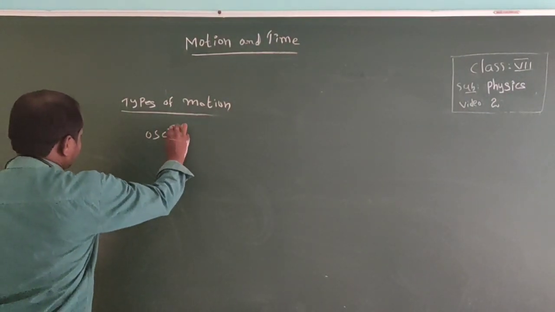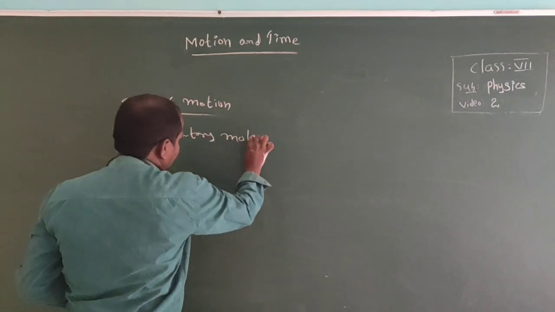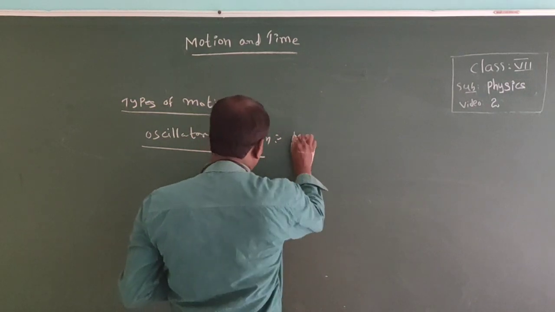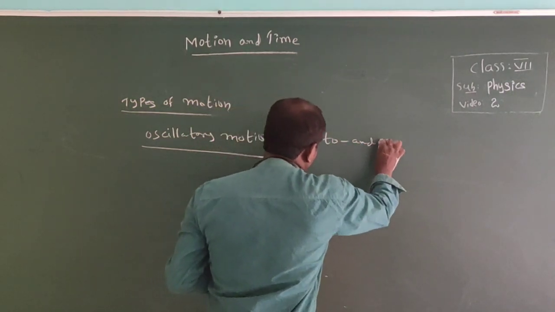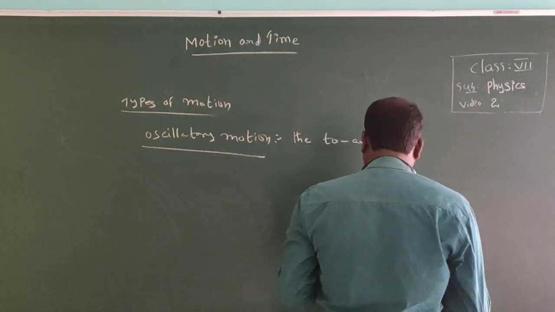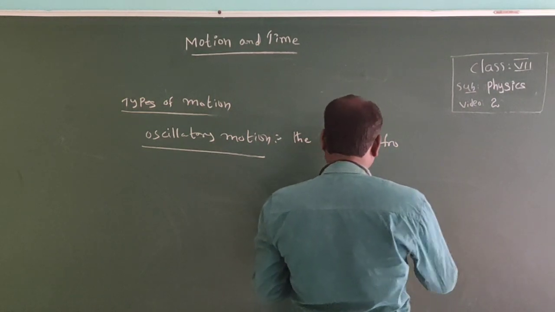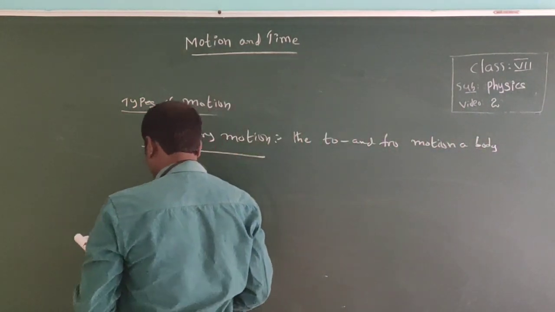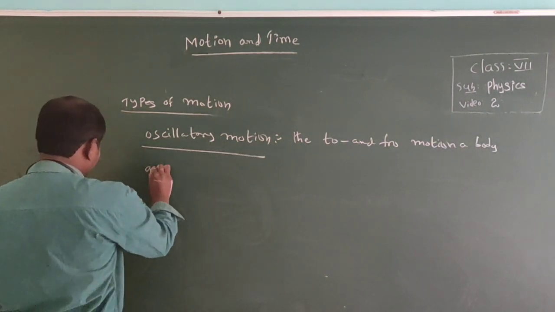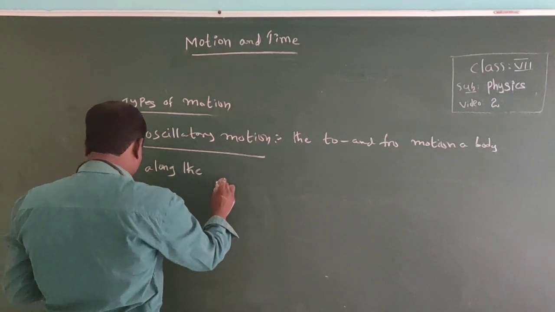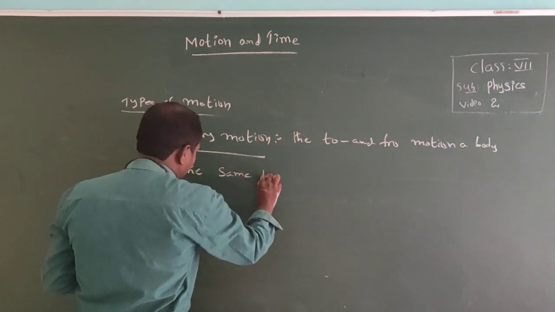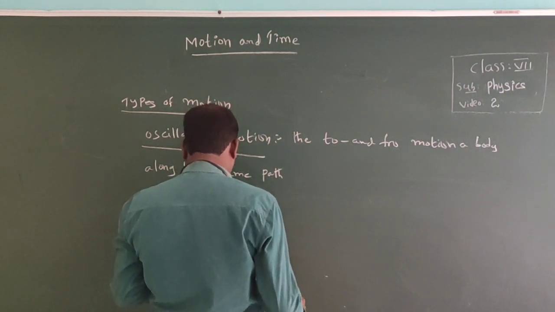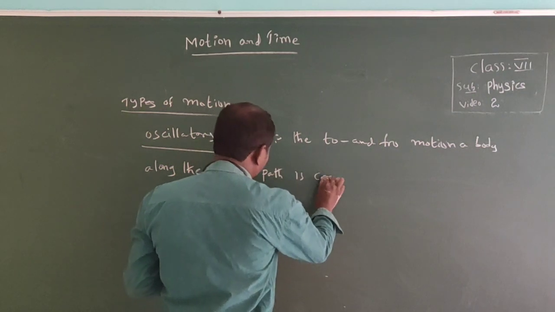Oscillatory motion: the to and fro motion of a body along the same path is called oscillatory motion.